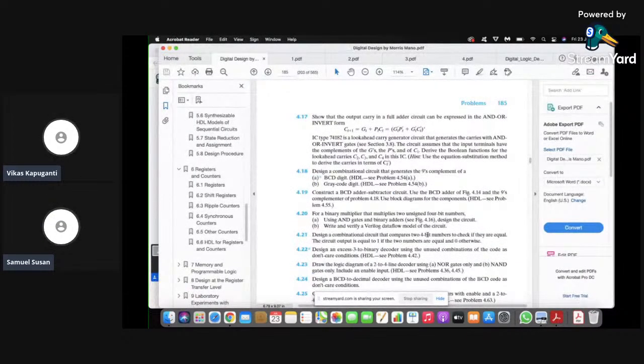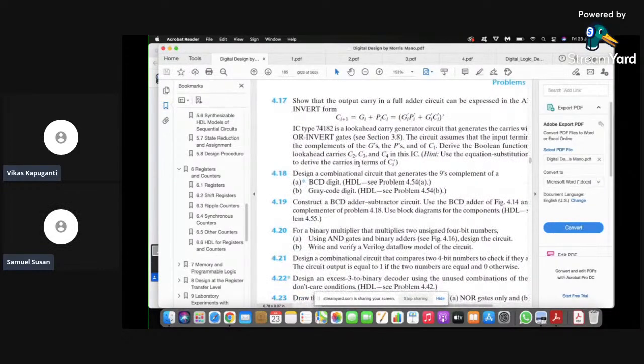Sir, are you asking page number 185, sir? Page number 185, I guess. The exercise problems in the fourth chapter. Yeah, that one. You can zoom it a bit, it's not clear on the screen actually.